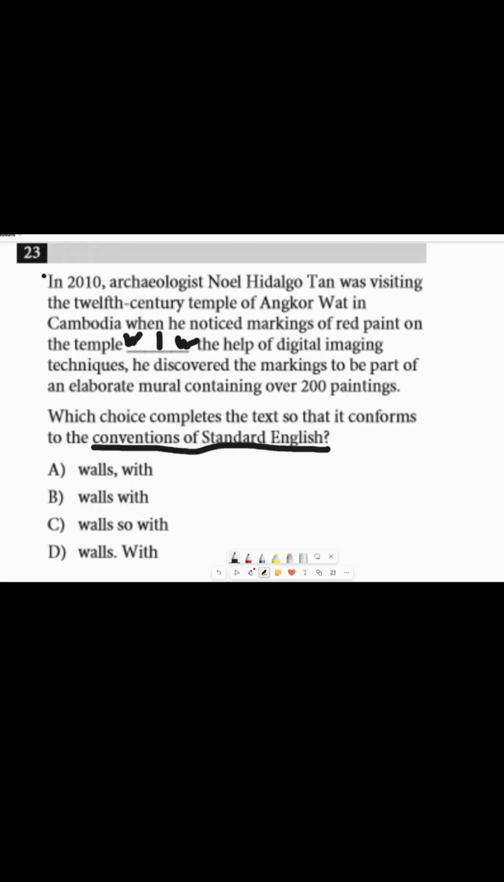So we obviously see that this is an independent clause because this can all stand by itself, since it has a subject, Nohidalgo Tan, and the verb of him visiting 12th century Chairman Alcoa, and this just further explains it a little bit more. And we see this part also being an independent clause.